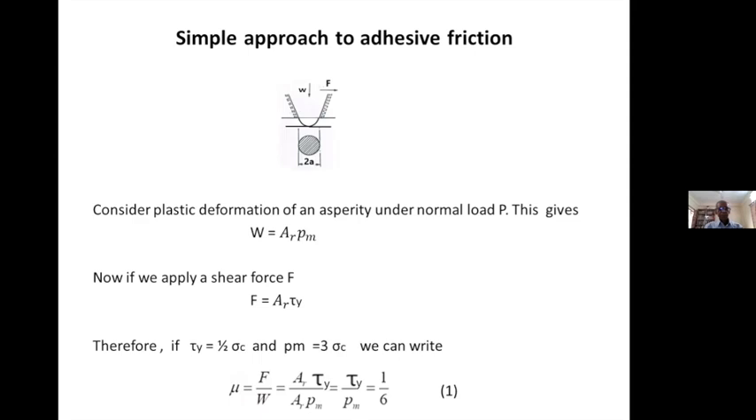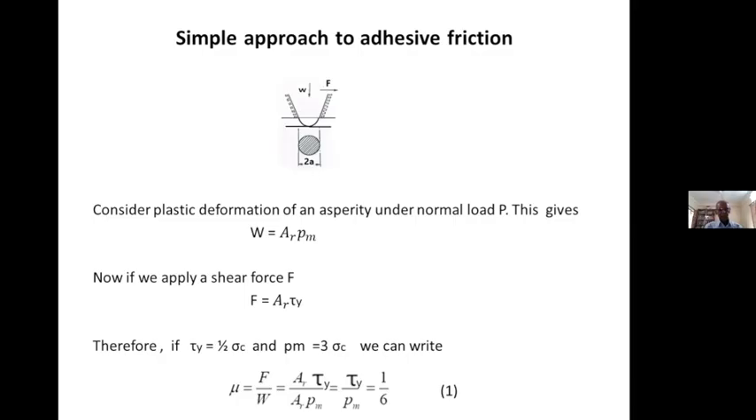So if the force is large enough, then there will be plastic deformation. And we can say that the load W is equal to AR, that is the real area of contact, which is a circle in this case, of radius a, AR into PM. PM is the hardness. So under the load W, sufficient enough to cause plastic deformation, we get W equal to AR PM. That's clear enough, no problem.